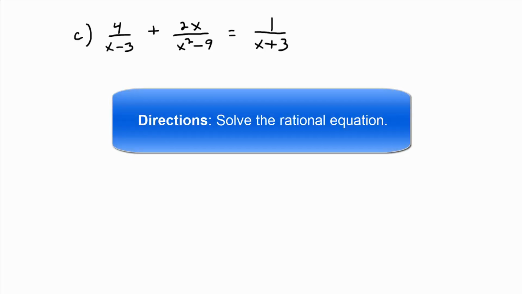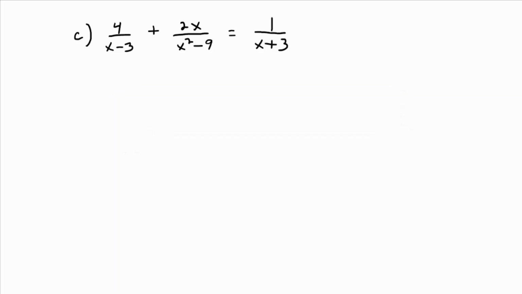In part C, we have 4 divided by x minus 3 plus 2x divided by x squared minus 9 equals 1 over x plus 3. You can't cross multiply as is. But the method I presented to you will work on this right away. We just need to find the LCD.